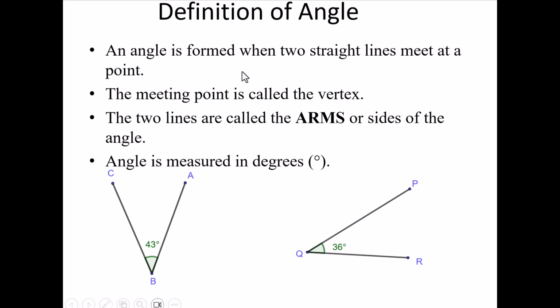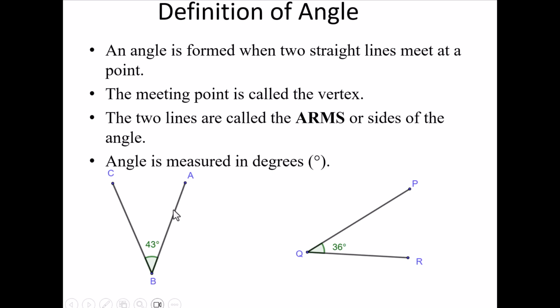Now, this is the definition of an angle. We said an angle is formed when two straight lines meet at a point. So you know what this means? It means that for you to draw a line, you need to have at least 2 points first. For example, this is point B, this is point C, and they form a straight line. Then you need another 2 points again, which is point B and point A. They form a straight line.